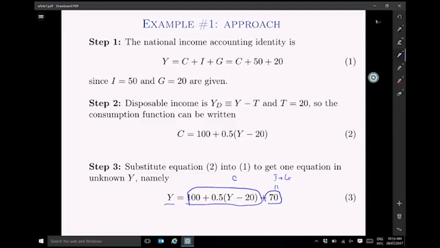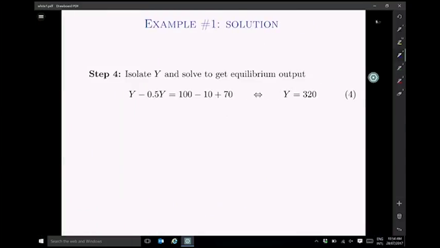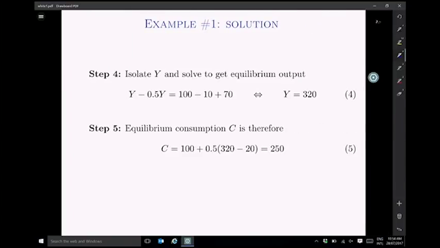One equation, one unknown. Do we know what's the equilibrium outcome in this situation, in the short run in this economy? Let's solve for it, right? Put Y on the left-hand side, you have Y minus 0.5 Y equals 100 minus 10 plus 70. That's 160. And then you can find Y would be 320. And what is consumption? Back to the consumption function, by plugging in Y, the value of Y is 320, you have consumption being 250 here.